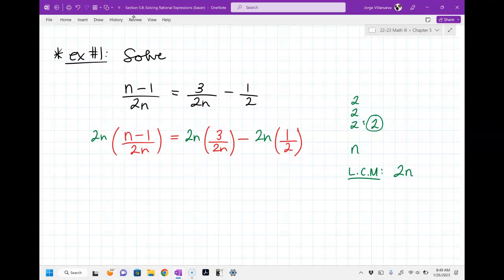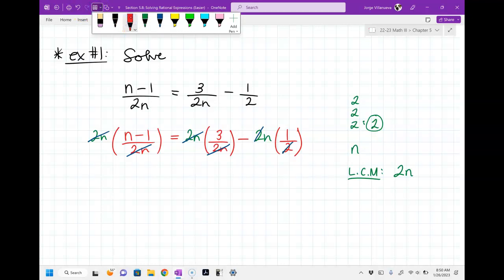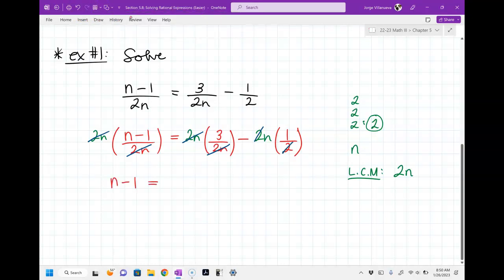But you see how I multiplied every single thing by my LCM? Okay? So now check this out. 2N cancels with 2N. Notice my fraction's gone. Right? The next thing that I multiplied, 2N cancels with 2N. That fraction is now gone. What can I cancel on the last 2N times half? Just the 2. So let me rewrite. N minus 1 is equal to 3 minus N. That's all that's left.